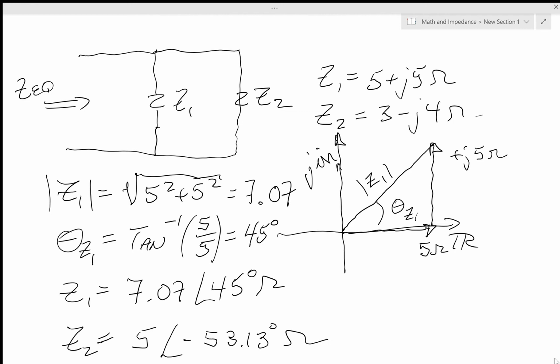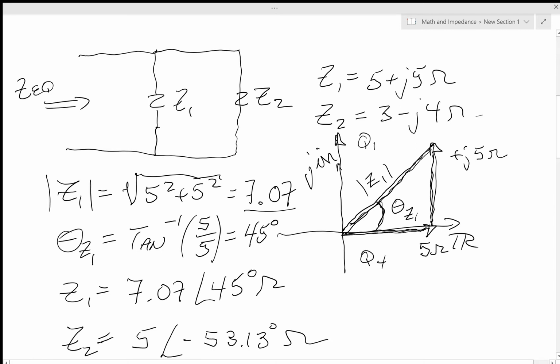If we look at that, we see that on a regular graph scale, this is quadrant 1 again, and this is quadrant 4. Then we have a 5 ohm real part. We have a J5 ohm imaginary part. Then we can find the magnitude of Z1, which is this line here, and then we can find the angle of Z1. The first thing we do is find the magnitude of Z1, which is 5 squared plus 5 squared. Take the square root, we get 7.07.